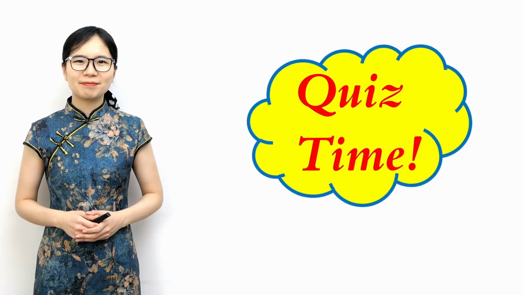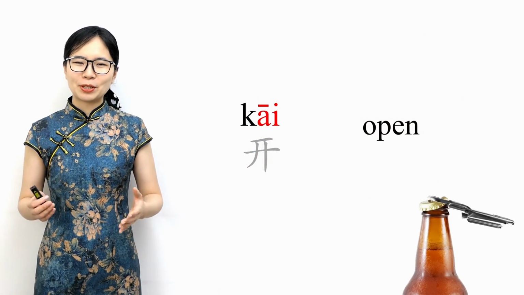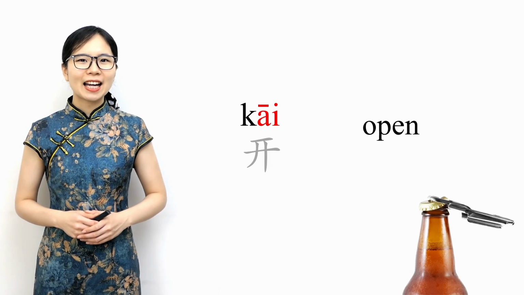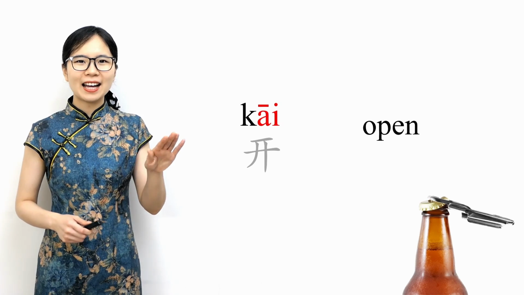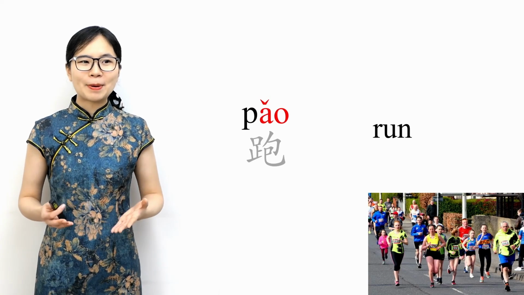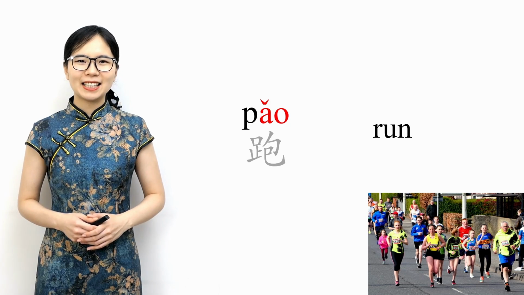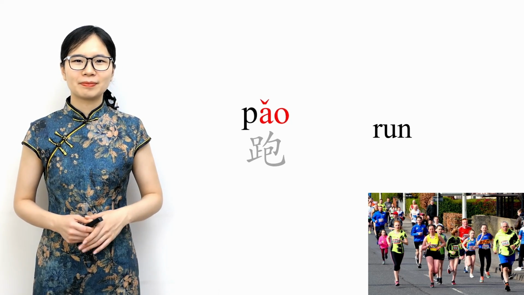Okay, that covers the 4 compound finals starting with a. Let's have a quiz. How should this word, which means open, be pronounced? That's right. This is kāi. How about this word, which means run? Correct. This is 跑.